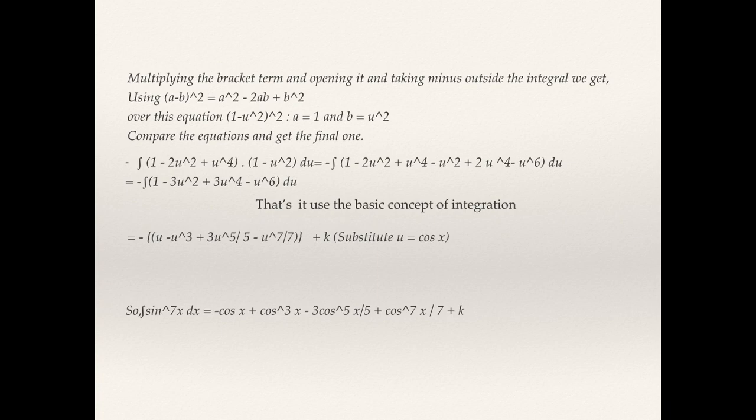Then use the basic concept of integration and integrate this simply: u minus 3u cubed plus 3u to the power 5 minus u to the power 7 over 7 terms. Just multiply it by the minus sign and you'll get the whole term, plus the constant. If you resolve that again, you'll get a good integration of sine to the power 7x. It is also called the antiderivative of sine to the power 7x. You get the plus constant term because you don't have any definite integrals. And yeah, have a good day.